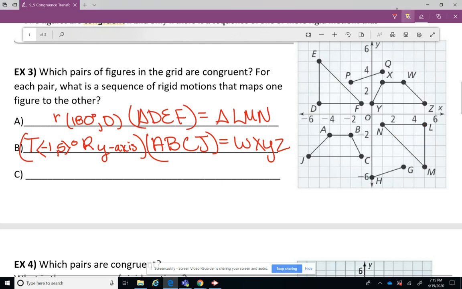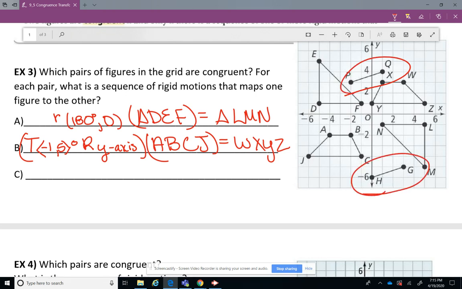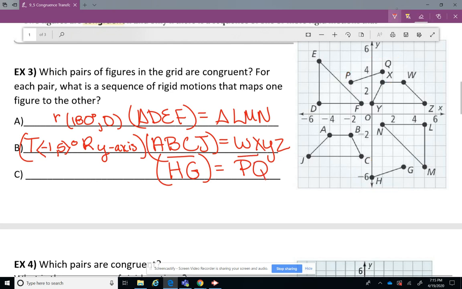All right, let's look at the third one. It's just a segment, this PQ and this HJ. So let's say that it started at HJ. Let's say HG, sorry, not J, HG. Let's say that's the original, and we end up with PQ. Think about what you're going to have to do to get it there.